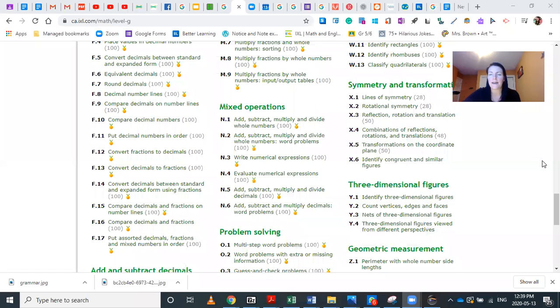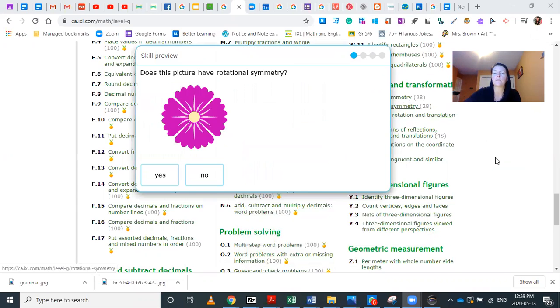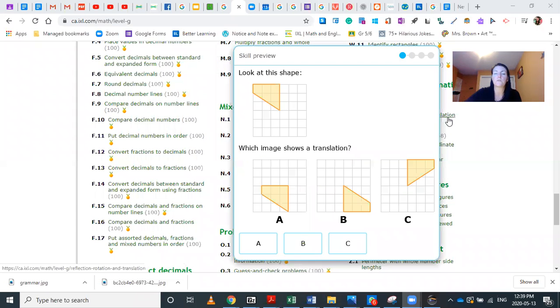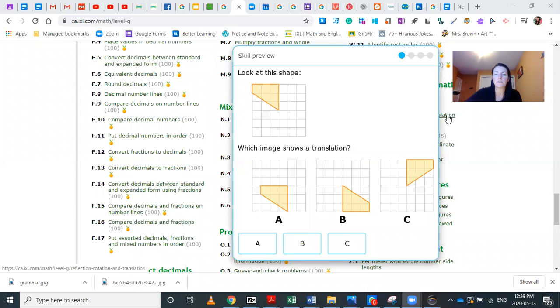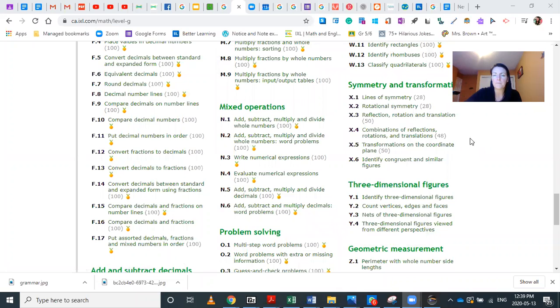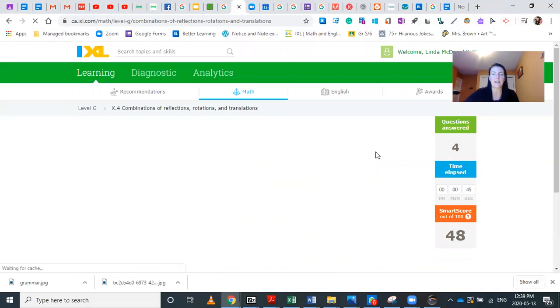We're going to continue working with section X, and that is doing symmetry and transformations. Up until today, we have covered X1, 2, and 3. So we've looked at symmetry, lines of symmetry, rotational symmetry, and our transformations: translations, rotation, reflection. Now we're going to be combining some of those to see what we need to do on these combinations. So let's look at X4 and X5 today.